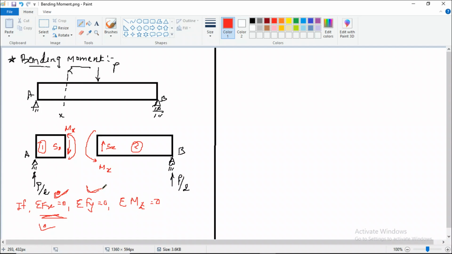To get this verified, summation of Fy is equal to 0, we have applied shear force Sx on the internal body. And to have the rotational equilibrium, summation of Mz is equal to 0, we have applied a moment, the internal moment Mx. So this Mx is called bending moment.